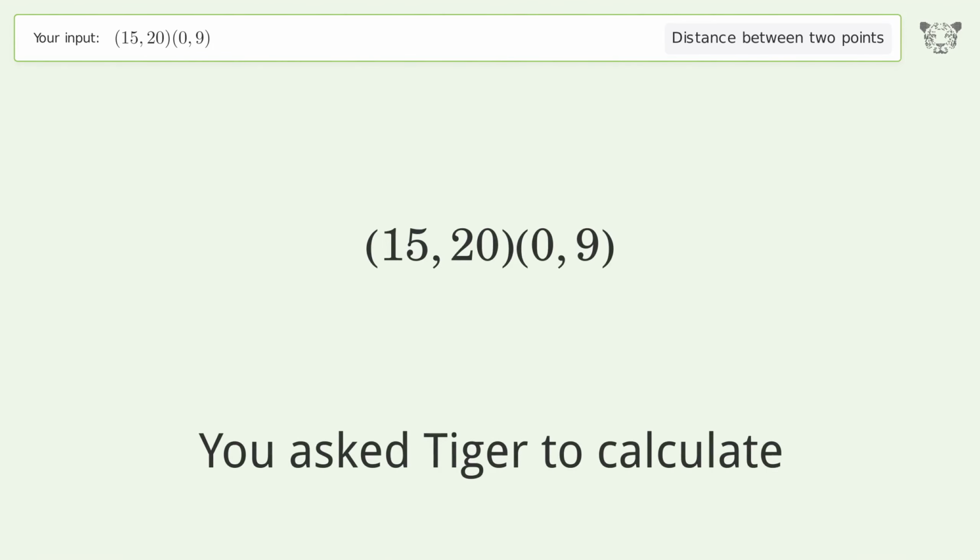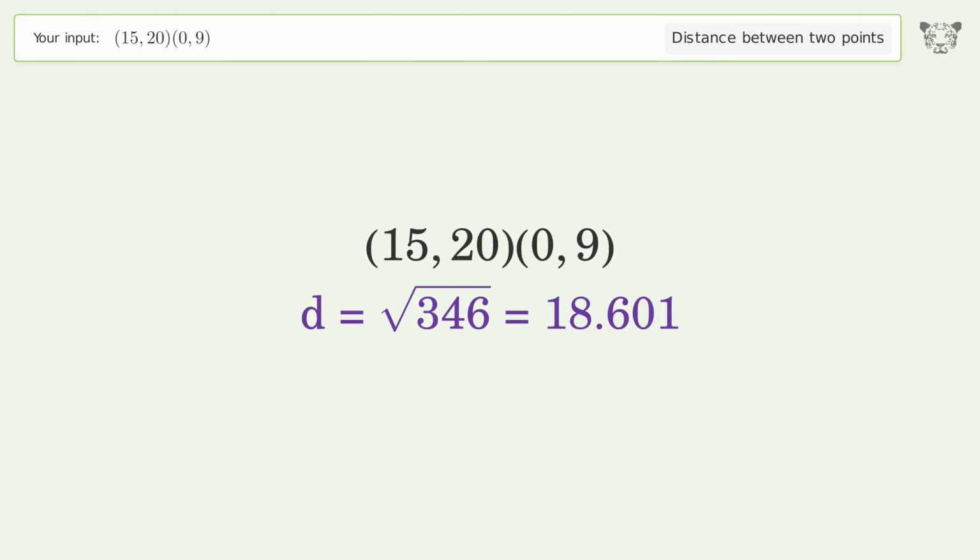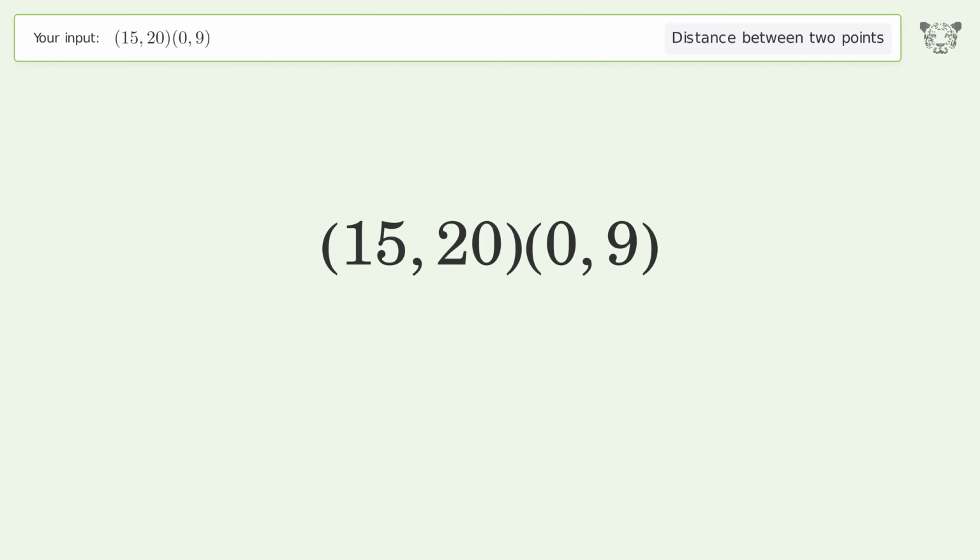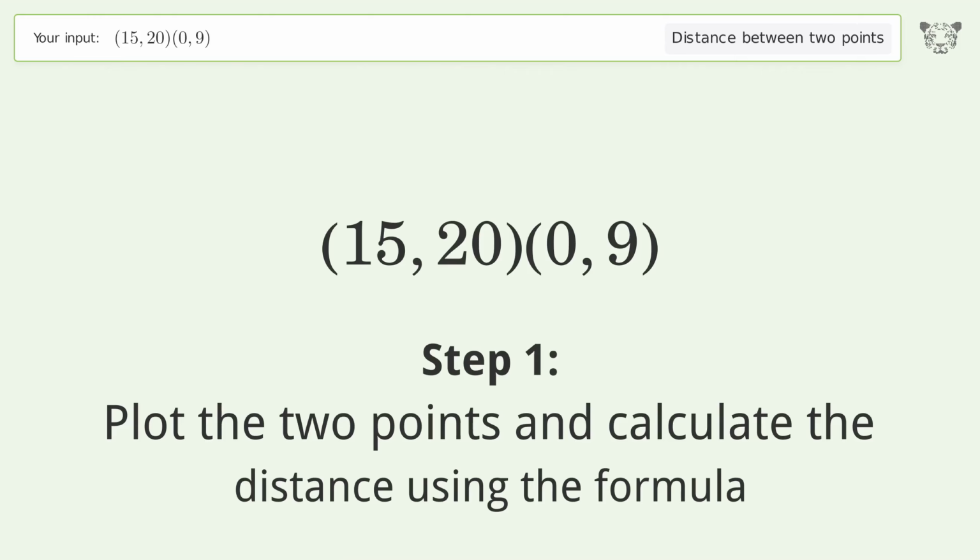You ask Tiger to calculate. This deals with the distance between 2 points. The distance between the 2 points is the square root of 346, or 18.601. Let's solve it step by step. Plot the 2 points and calculate the distance using the formula.